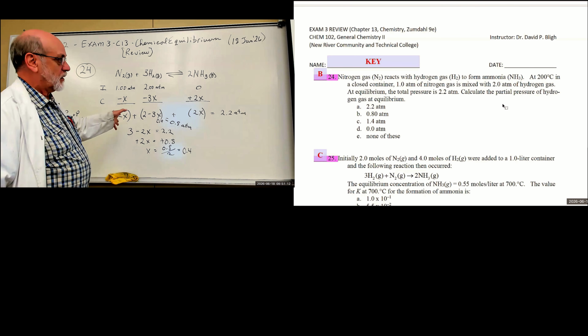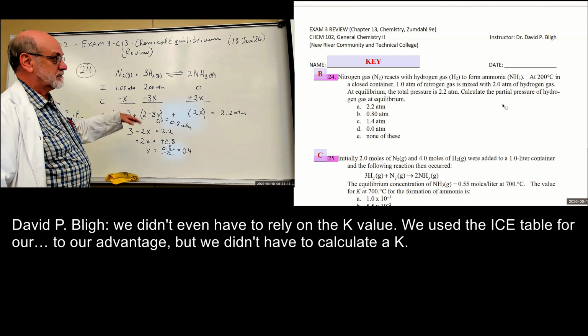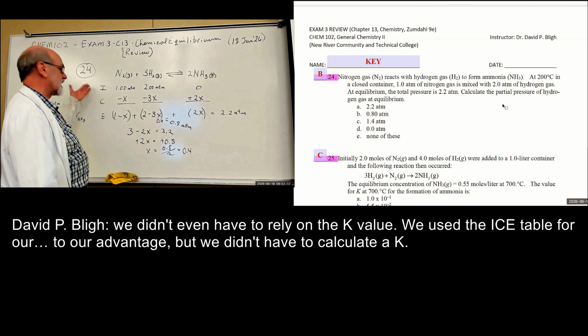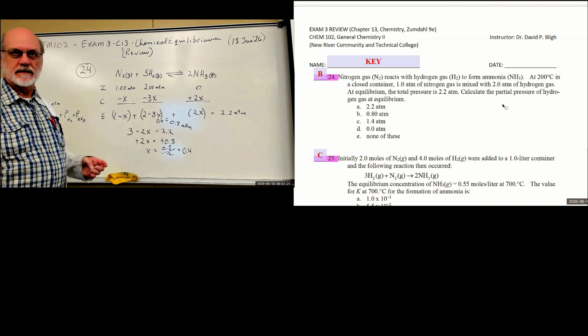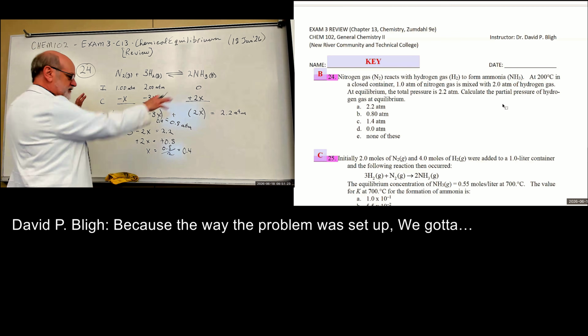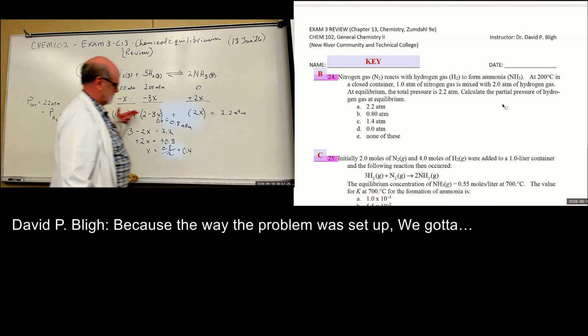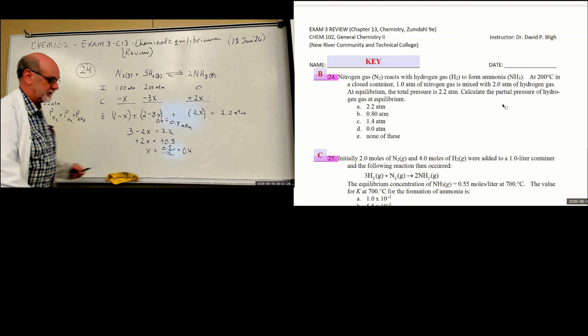So we didn't even have to rely on the K value. We used the ice table to our advantage, but we didn't have to calculate a K because the way the problem was set up, we got an equation we can solve right there.